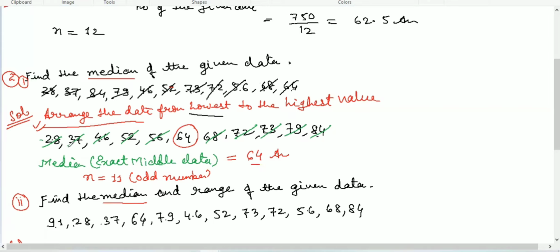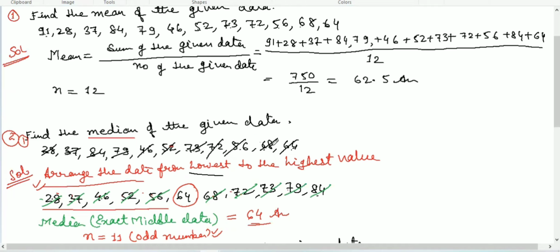From the lowest, exactly 5 numbers we can cancel from the left side of the median, 1, 2, 3, 4, 5. And from the right side, we just cancel 1, 2, 3, 4, 5. And 5 and 5, 10 numbers, and the exact 11th number is the median. So if the data has an odd count, we can easily find the median.